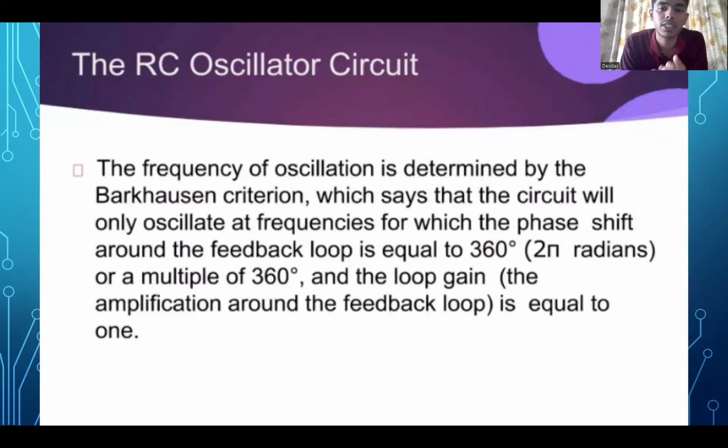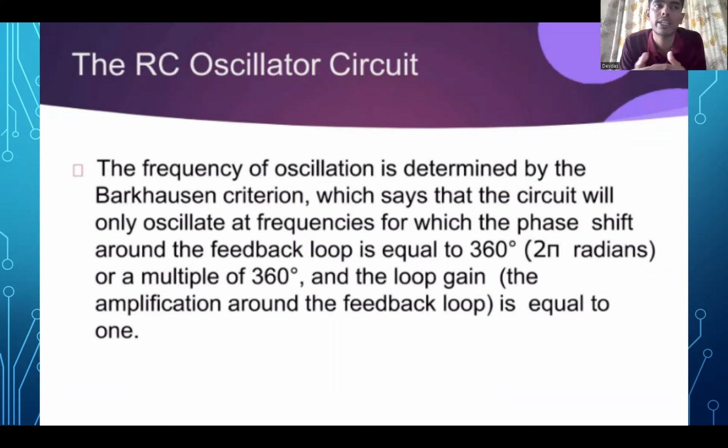The frequency of oscillation is determined by the Barkhausen criterion, which says that the circuit will only oscillate at a frequency for which the phase shift around the feedback loop is equal to 360 degrees or a multiple of 360 degrees, and the loop gain is equal to 1. So an oscillator must satisfy the Barkhausen criterion.